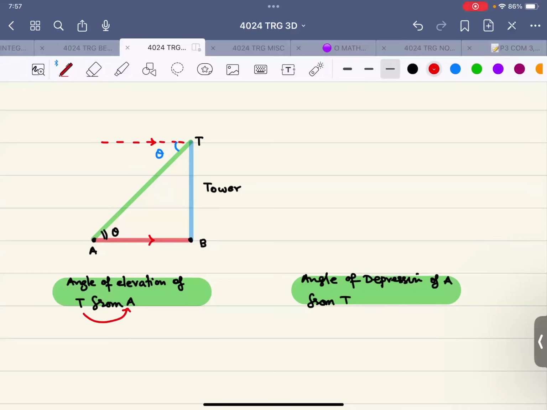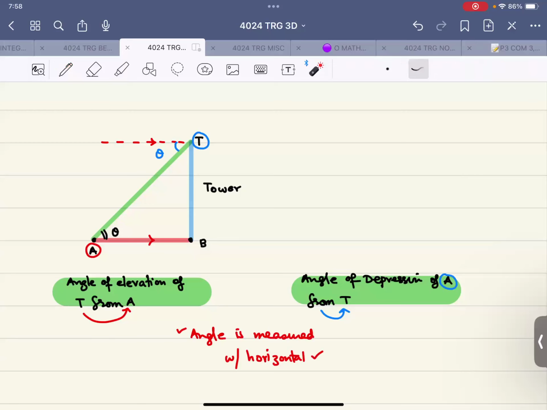It's just a matter of perspective. This is T from A, so we are measuring from A. This is A from T, so we are measuring from T. In both cases, the angle is measured with the horizontal. It's never with the vertical. It's a hard and fast rule with horizontal. So therefore, this angle is there and this angle is there.